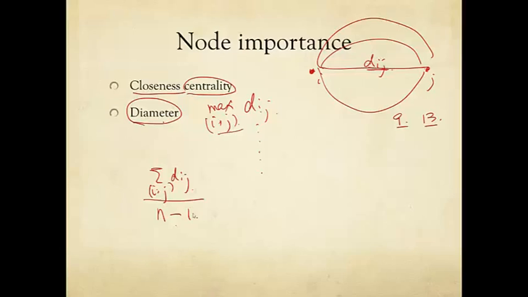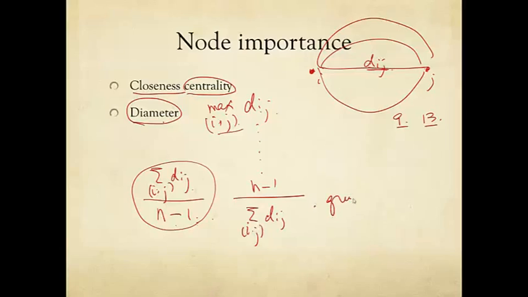Then if this number is small, then I am more important, because I have a very short distance to all the other nodes. If this number is big, I am less important. So just to make the direction work out, let's take the reciprocal of this, n minus 1 over summation d_ij over all the ij pairs for a given fixed node i. This is what people call closeness centrality, denoted by C for this given node i.